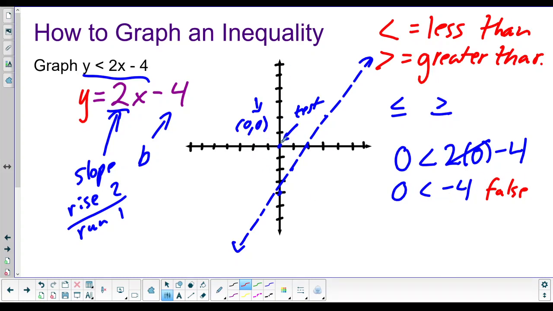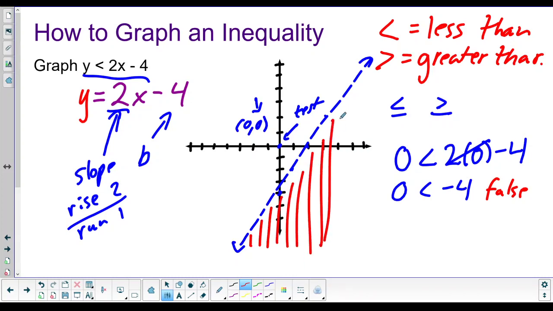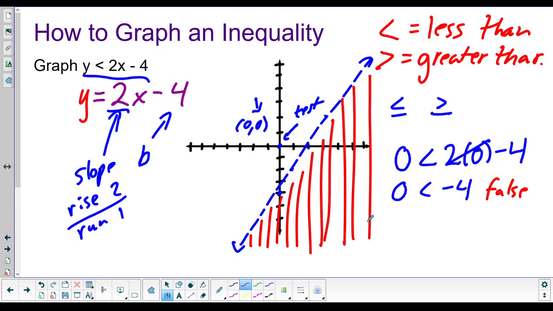So that tells us this did not work. It's not a solution. So all of our solutions are going to be down here below this graph. If you pick any ordered pair on this side of the line, it will work. Let's just pick one to check.